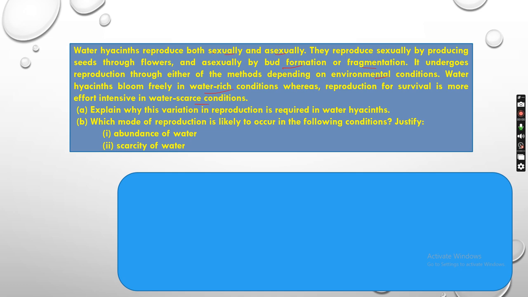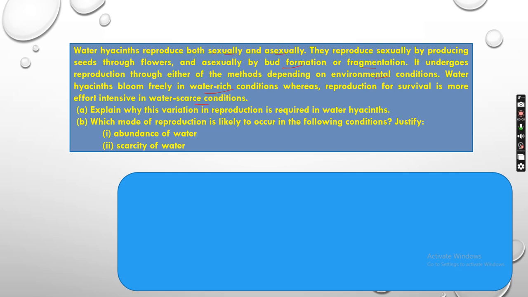So the question is, explain why this variation in reproduction is required in water hyacinth. Now since it can vary depending on the water condition, they have asked why there is variation in reproduction, why not only sexual or why not only asexual. So always remember, variation is an indirect question, we are talking about variation. Why variation is necessary in reproduction is a question that keeps on coming. This is not a direct question, it is an indirect question. So of course variation is required for the survival of the organisms, right?